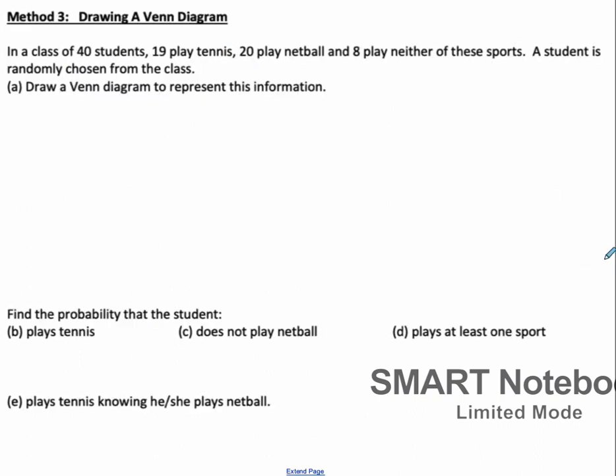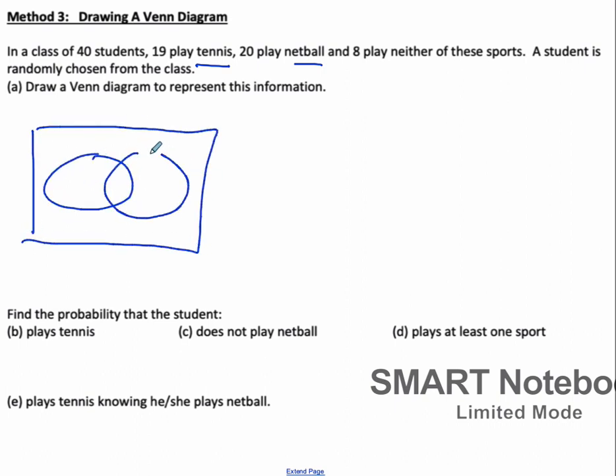Okay, next we're going to look at a Venn diagram. In a class of 40 students, 19 play tennis, 20 play netball, and 8 play neither of these sports. A student is randomly selected from the class. Draw a Venn diagram to represent this information. So it's tennis, netball. There's 2 sports. So a Venn diagram is going to have 2 circles because there's 2 sports. If there's 3, we'd have another one here.